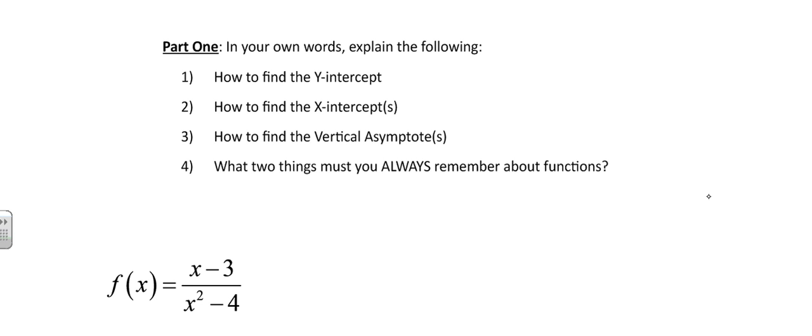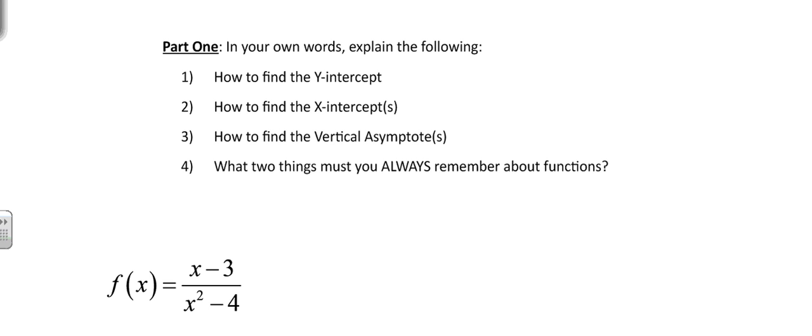Okay, so let's talk about rational functions. So here's an example of a rational function. We know that it is two polynomials that are divided, the quotient of two polynomials. So here are some different things that we have been talking about. So how to find a y-intercept.